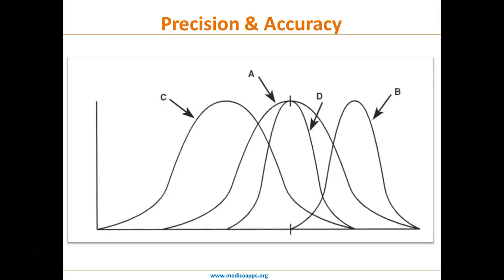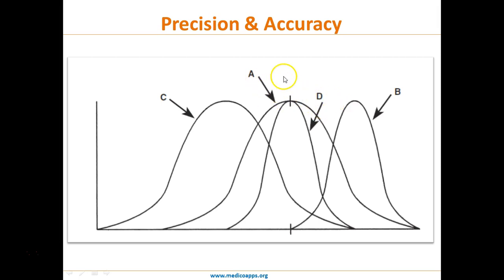Another way to look at it would be these curves. Let's look at the curves one by one. Let's look at curve D. D and A both have the same mean, but D has a shorter confidence limit. The mean of D is actually close to the mean of the population. So D is an accurate as well as precise estimate.